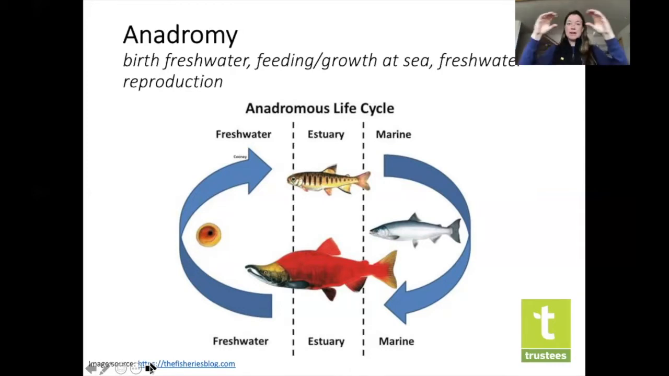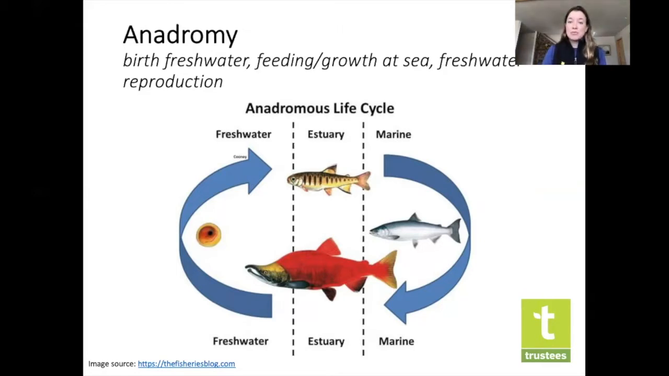So we have diadromy, and under diadromy, the first type of migration we're going to study is anadromy. Anadromy is birth in freshwater of that fish, feeding and growth at sea, and then back to freshwater in order to spawn or reproduce. A great example of an anadromous species would be a salmon. Most of us are familiar with salmon.